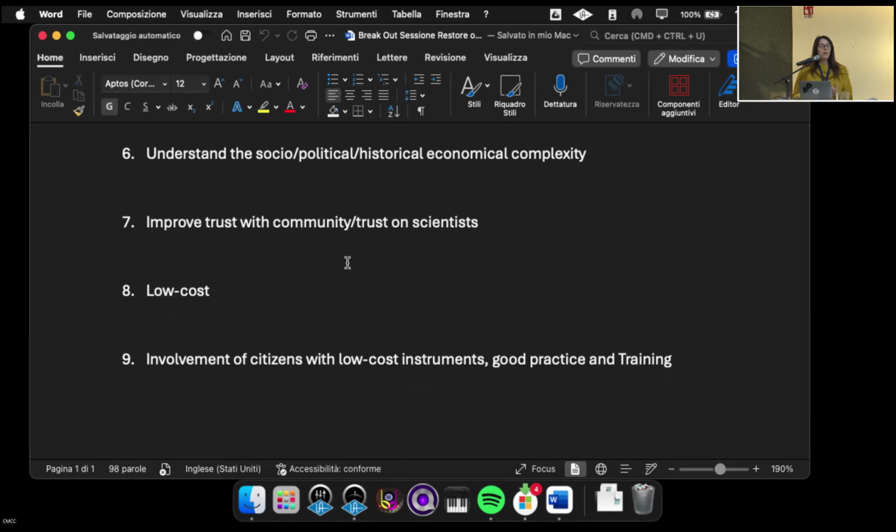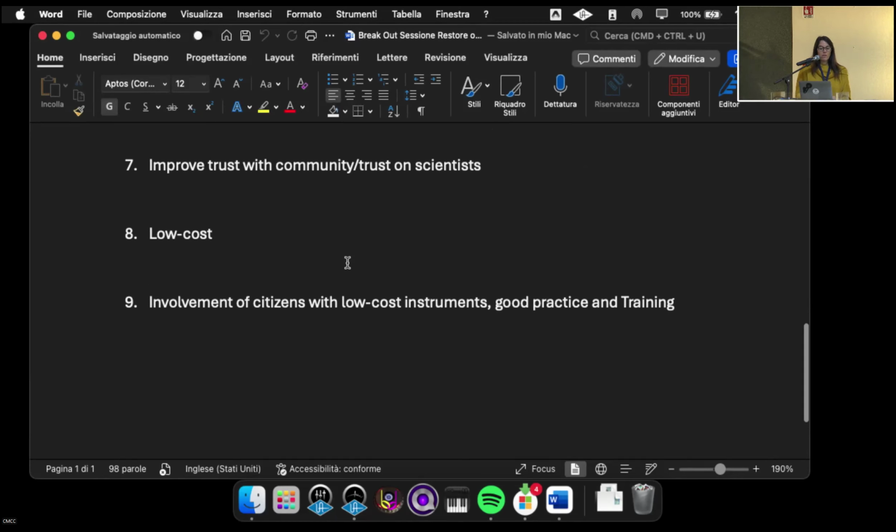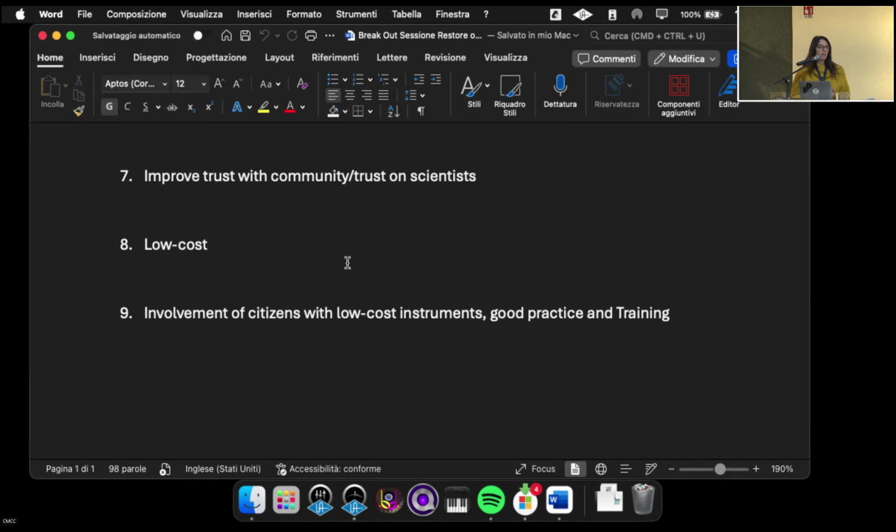So also all the work that we will have to do in the involvement of citizens, also through training, to try to make them understand good practices and also be involved in the data collection. So these are the main concerns and the main concepts that came out from the discussion.